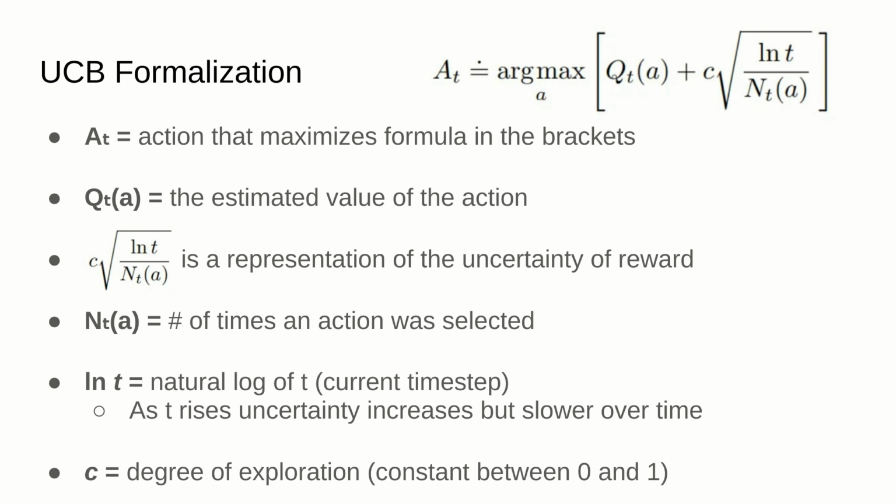ln t denotes the natural logarithm of t, which is the current time step. And if you're familiar with the natural log function, then you understand that as t rises, our uncertainty increases, but slower over time, just like with the natural log function. And finally, the parameter c is some constant between 0 and 1 and can be considered as determining the degree of exploration. Higher c values can cause greater exploration because they cause the uncertainty about actions to be larger.